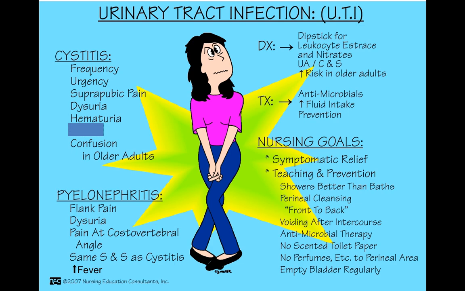Cystitis, that bladder infection, they're going to have more of the frequency, urgency, suprapubic pain, dysuria, hematuria, confusion. Pyelonephritis is going to include the flank pain and the increase of fever. Those are the things that are distinctive about the pyelonephritis. They also experience dysuria, and they are going to have pain and the signs and symptoms as cystitis. So with these patients, we want to provide them symptomatic relief. We want to teach them about how to prevent UTIs.